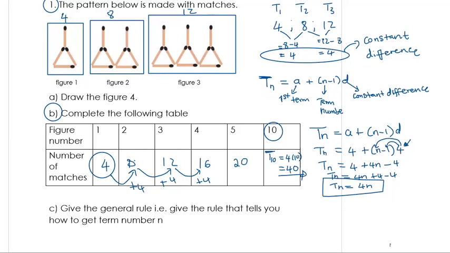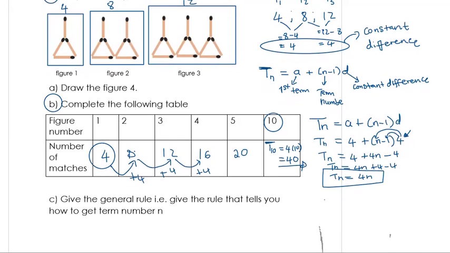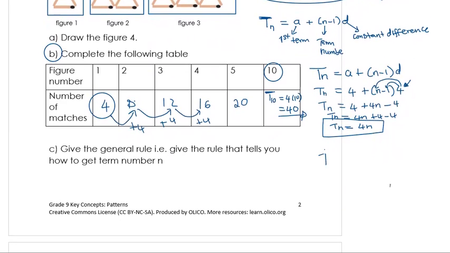So what if they've asked me to get, for example, term number 50? So I'm going to say term number 50 is obviously going to be 4. Instead of n, I'm going to put 50. So every time they ask for a specific term number, instead of n, you put that number. So this is going to be equal to 200, right? It's as easy as that.